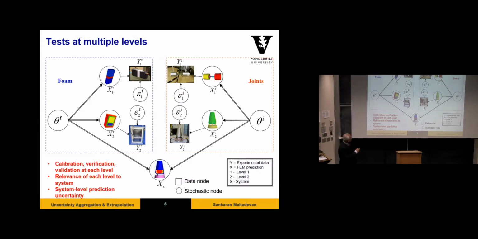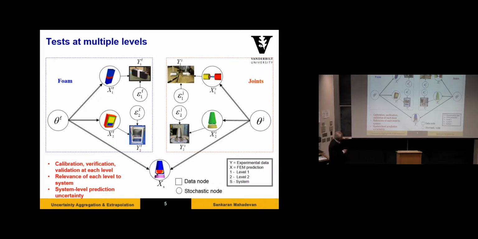And if I have the test and the model, I could perhaps estimate the foam properties through the model calibration, and also then estimate the model discrepancy. And similarly, on the joint side, I have a single joint that is modeled as well as tested, and then I can infer the joint properties.